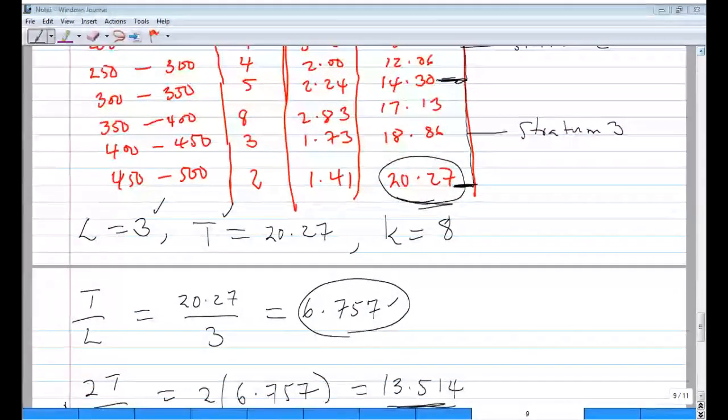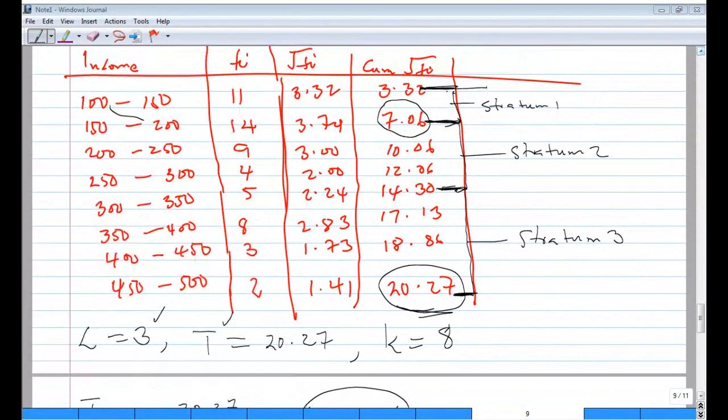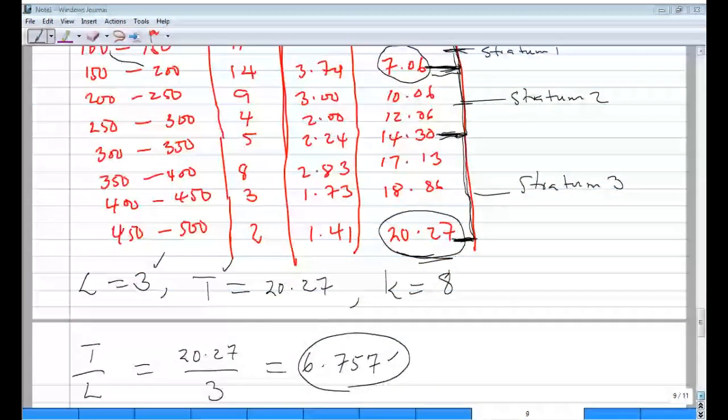Then after doing that, we join them up. We join those bounds. We join this one and this one, and then later we join this one and this one, and then we join this one and this one. Then after that, we realize that we created some strata now. This is stratum number 1. This is stratum number 2. This is stratum number 3. This is how we did that.